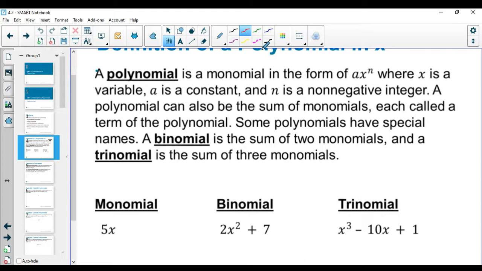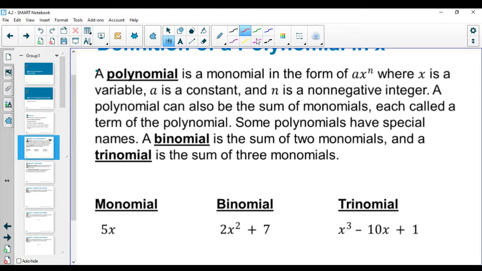A polynomial is a monomial in the form of ax to the n, where x is a variable, a is a constant, and n is a non-negative integer. A polynomial can also be the sum of monomials, each called a term of the polynomial. Some polynomials have special names. A binomial is the sum of two monomials. A trinomial is the sum of three monomials, and so on.